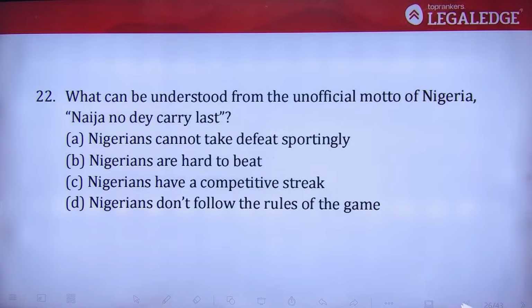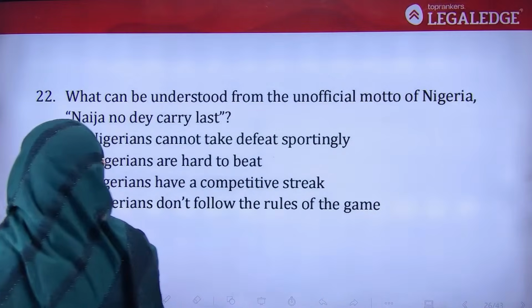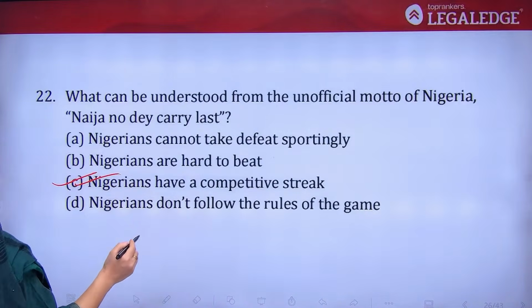Now, question number 22. What can be understood from the unofficial motto of Nigeria? "Naija, no deny, carry last." Well, students, here the correct answer choice is C. Nigerians have a competitive streak.